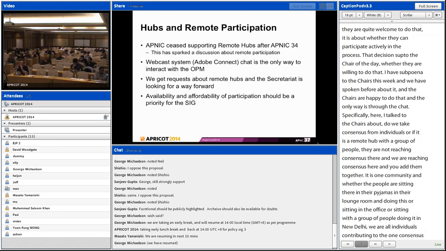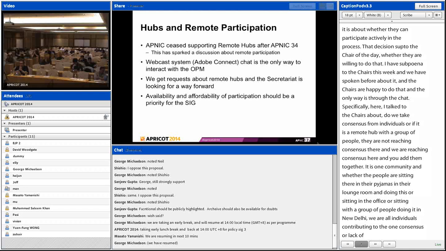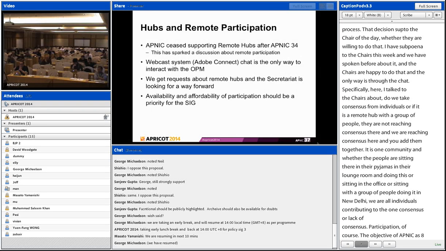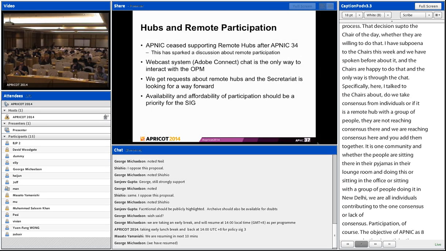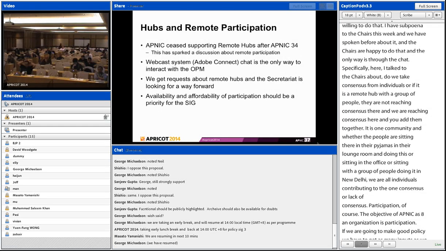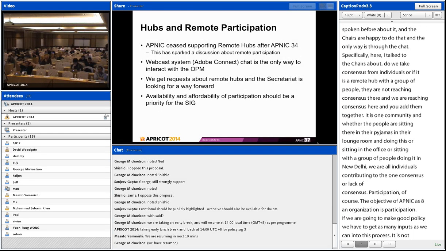Participation, of course. So the objective of APNIC as an organisation is participation. If we're going to make good policy, we've got to get as many inputs as we can into this process, and it's not always affordable for people to travel. And it should be easy for them, right?